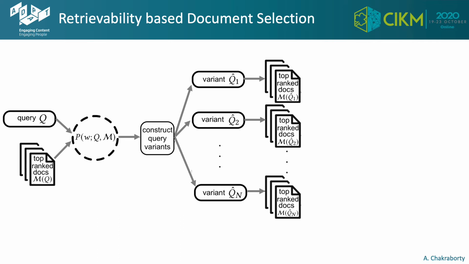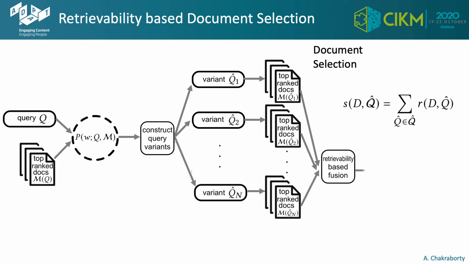Now, to obtain a candidate set of documents that could be used for relevance feedback, we make use of the concept of retrievability. Intuitively, this equation aggregates for each document D the ranks at which each query variant Q hat retrieves D. A low value of these aggregated ranks, the lower the better, for a particular document D indicates that D is retrieved towards top ranks for a large number of query variants. This in turn accumulates evidence for the belief that these documents are strongly related to the information need of the original query, and hence should be useful for relevance feedback.